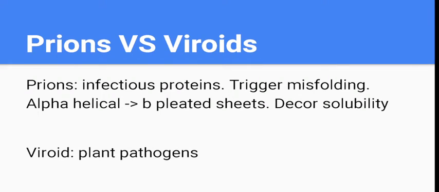Prions versus viroids. A viroid is a plant pathogen, while a prion is an infectious protein, so PP. That's kind of how I think of it. This can trigger misfolding, changing alpha helical to beta pleated sheets, which basically decreases the solubility of the protein. We get more detail on prions in the biochemistry part, where you see more of this. This is just a general introduction, which is why we're not going into detail like the alpha helical and stuff yet.